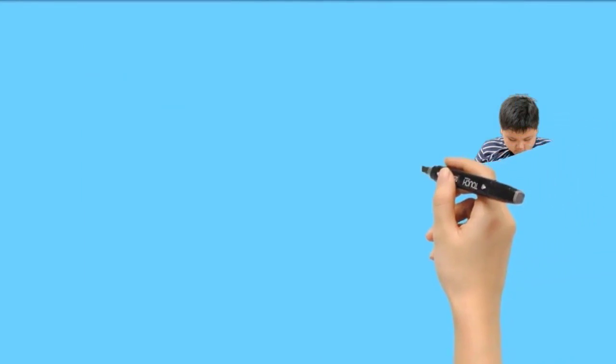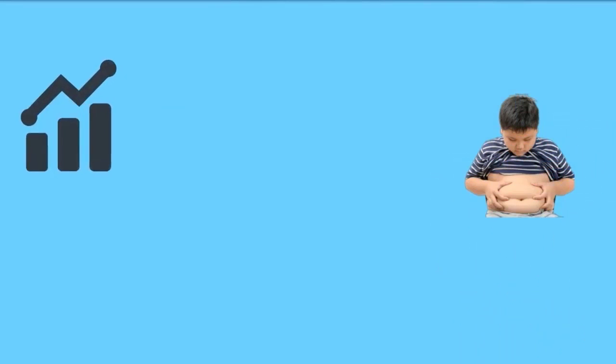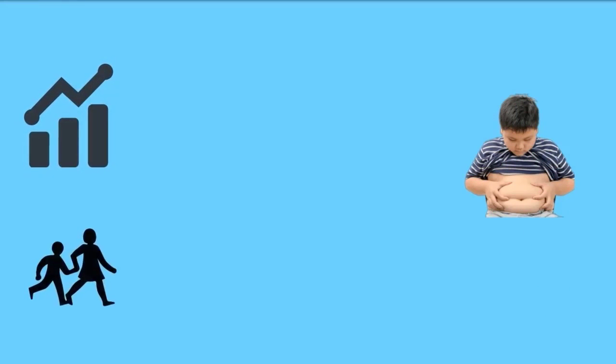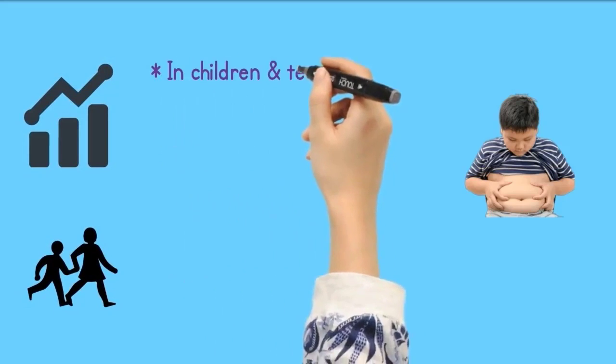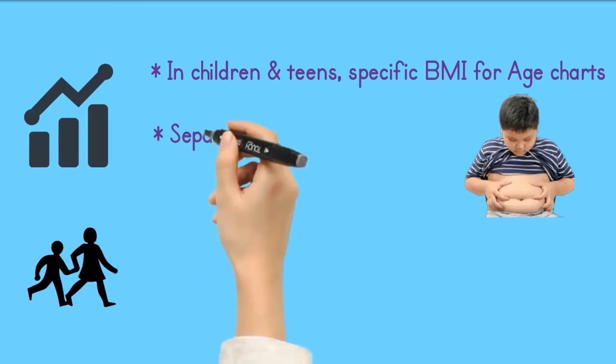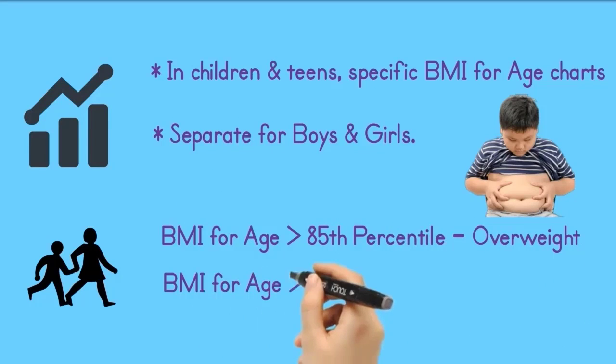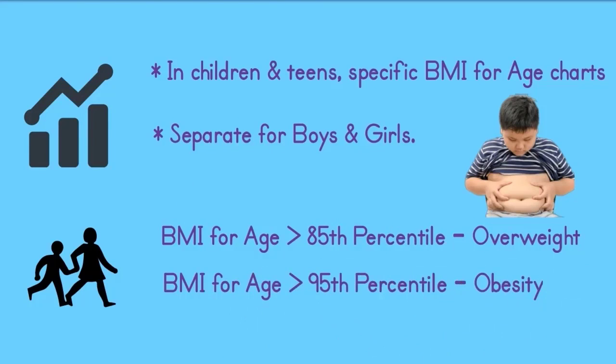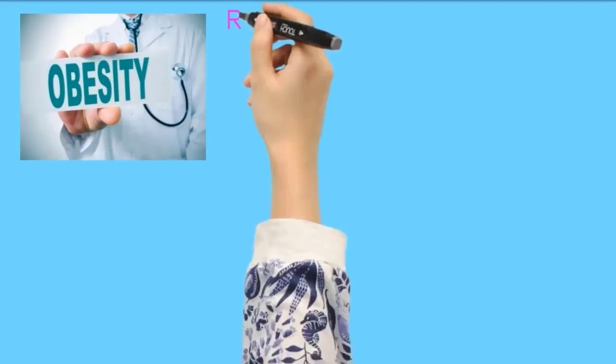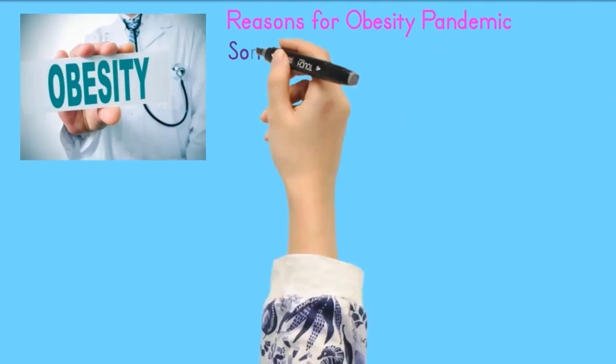In children and teenagers, there are specific BMI for age charts made separately for boys and girls. On these charts, a BMI for age that is above 85th percentile is considered overweight, and above 95th percentile is considered obesity. It is important to understand the reasons behind the obesity pandemic.